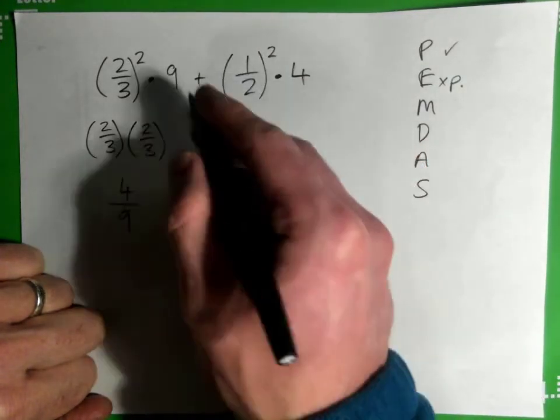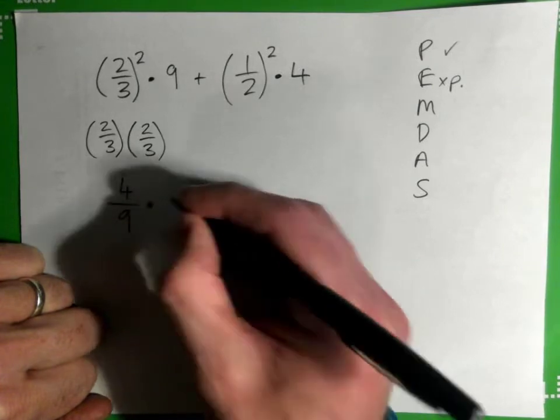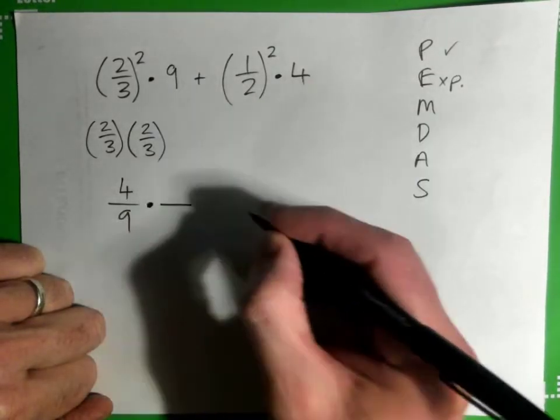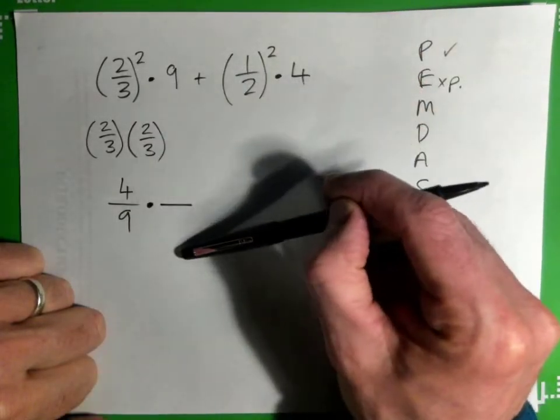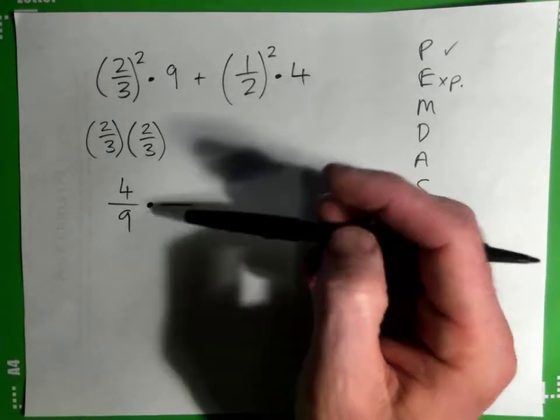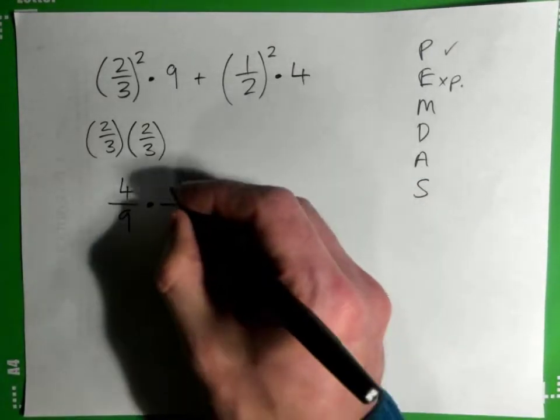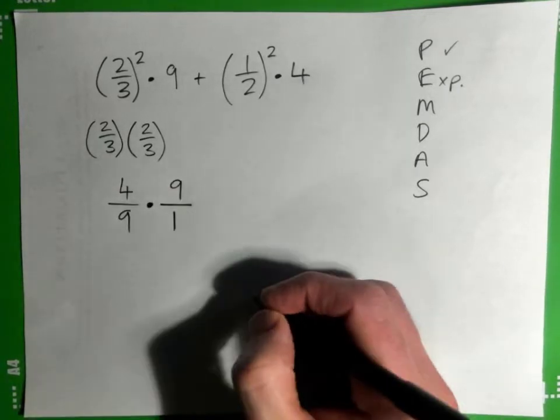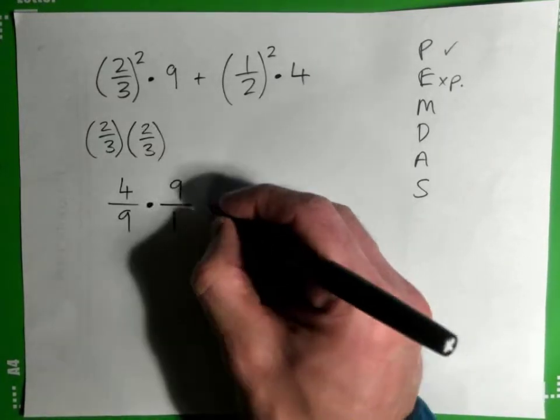I guess at this point, that needs to be multiplied by 9. Now, I know it's going to be useful to turn that 9 into a fraction. So what's 9 as a fraction? 9 over what? Yeah, 9 over 1. So that's turning 9 into a fraction. Good.